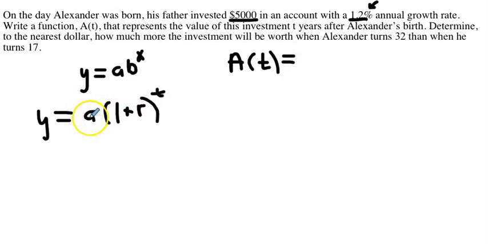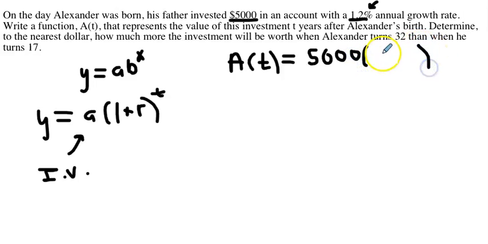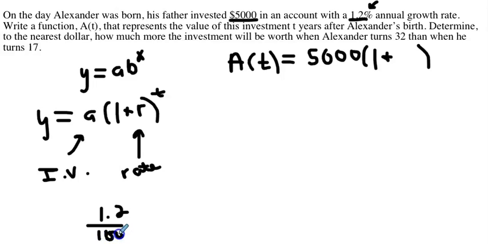Remember that the a in our equation is our initial value. So if I read this question, initially his father's going to invest $5,000, so that's going to go out front of my exponential function. And then it's (1 plus r) to the t. In this case, r is 1.2%, but we need to have it as a decimal. So I'm going to take that 1.2, and a percent means out of 100, so I'm going to divide by 100, which is 0.012. So that's what I'm going to substitute in for r.